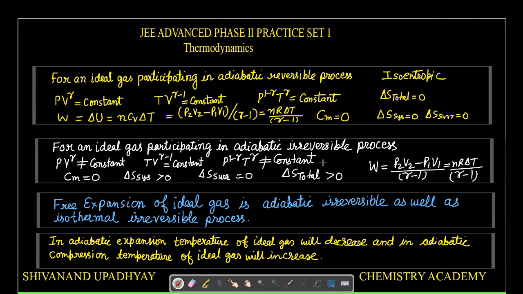The work done in adiabatic process, I can write the same formula. While deriving the formula, there is no use of PV to the power gamma constant. So this formula is valid for adiabatic reversible as well as adiabatic irreversible. Free expansion of an ideal gas is adiabatic irreversible as well as isothermal irreversible process. In adiabatic expansion, temperature of ideal gas will decrease, and in adiabatic compression, temperature of ideal gas will increase.